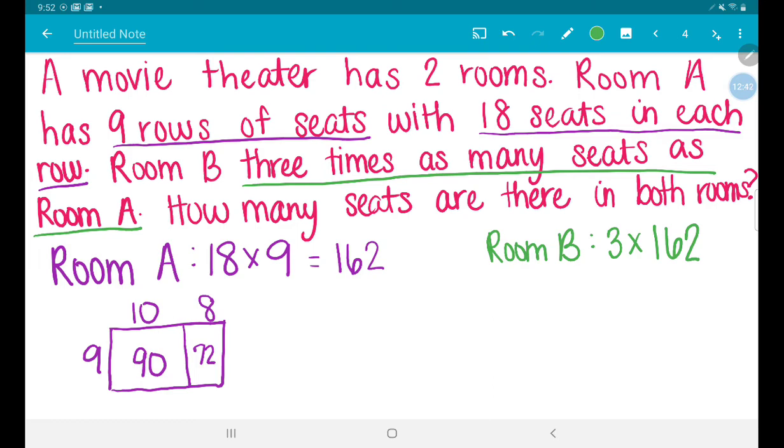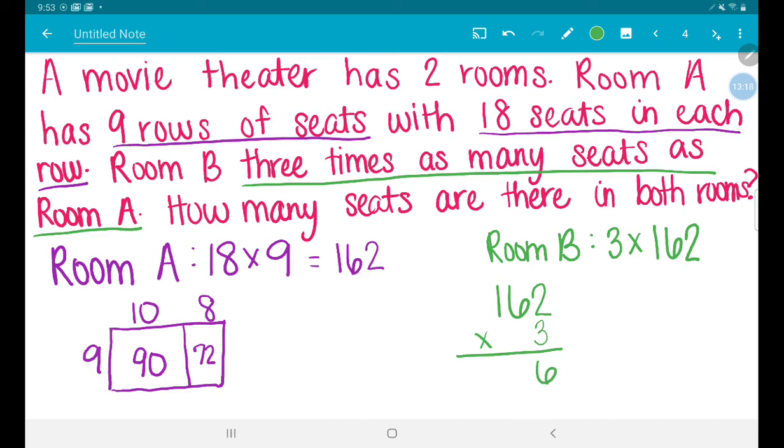What will I need to do to find how many, Alexis? Okay, what am I multiplying? 3 times 162. I saw Cash using this strategy. He said 162 times 3. We would multiply our ones. 2 times 3 is 6.